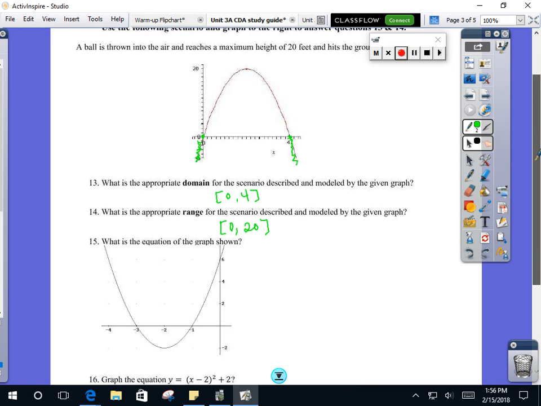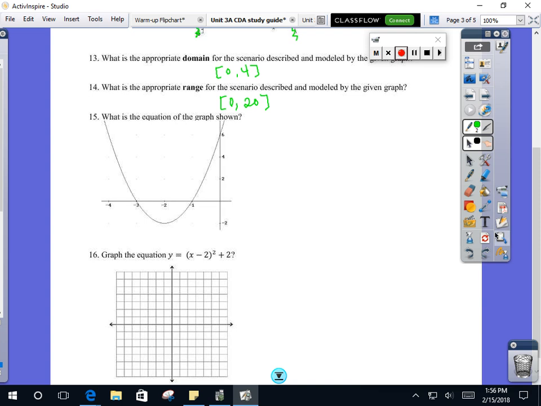Number 15. What is the equation of the graph shown? Okay, it doesn't specify, so we'll just do it in vertex form. y equals a times x minus h squared plus k. So how do you find the h and the k? The vertex. Where is the location of that vertex? Okay, so if I put a -2 in the h spot, it'll become an x plus 2. And if I put a -2 in the k place, it'll be a -2.